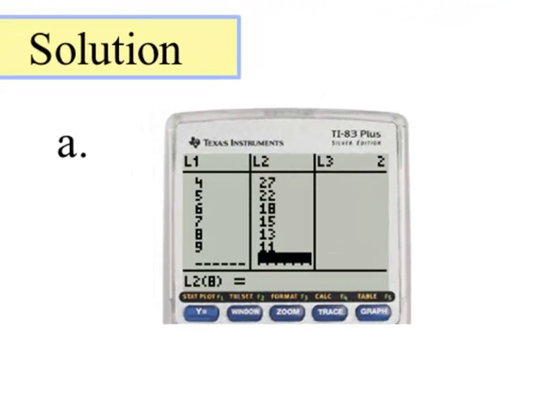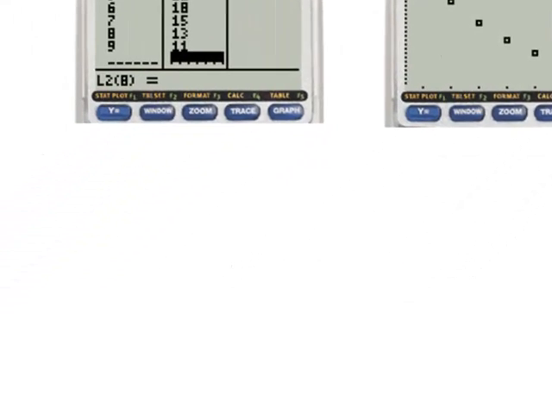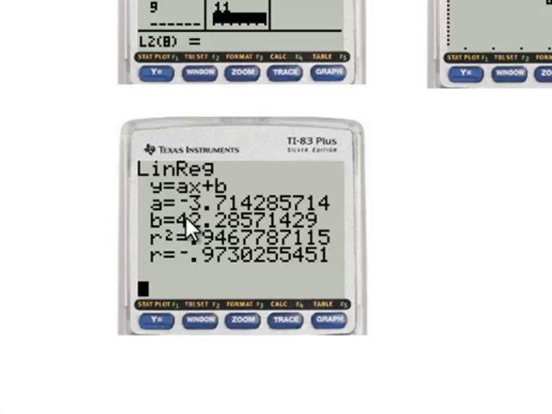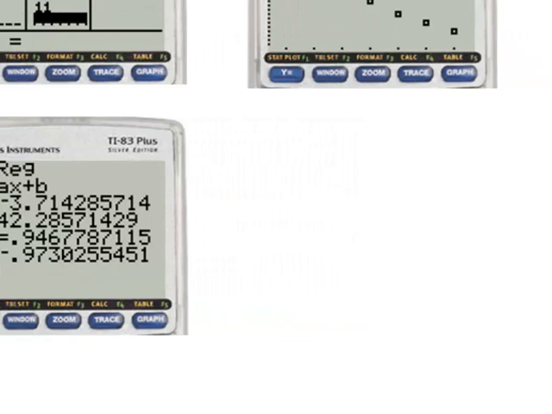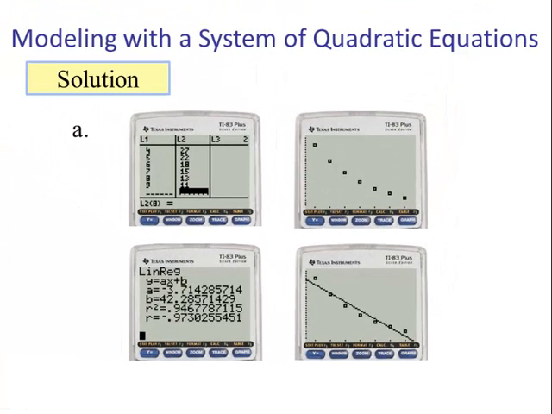We put the data in list 1 and list 2. And here's the scatter plot. For the linear model, we have y equals negative 3.71 t plus 42.29. The r-square value is 0.947. So it looks like the line is doing a pretty good job of modeling the data pattern. So the linear model will be f of t equals negative 3.71 t plus 42.29.